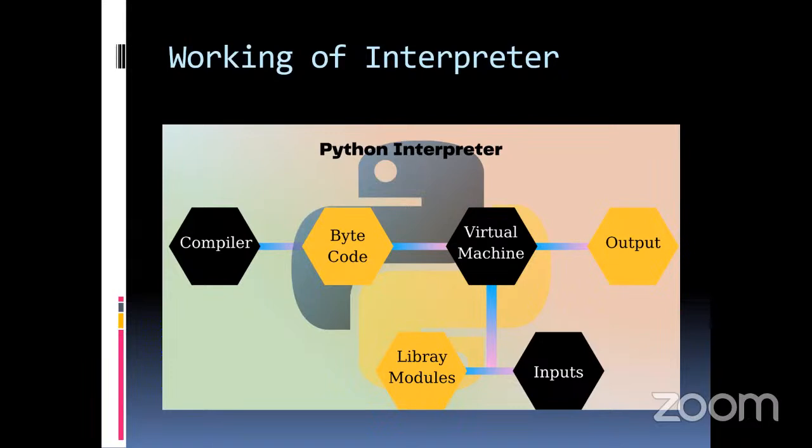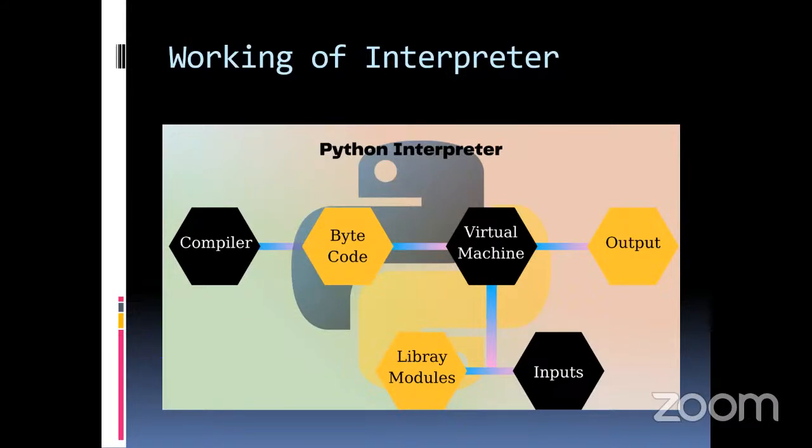And next, this bytecode goes to a virtual machine. That virtual machine will generate the output. This virtual machine will work together with some modules, and whatever input the client gives, they will get together and give the output. In Python, the interpreter is called CPython. The interpreter name is CPython, and it is written in the C language.